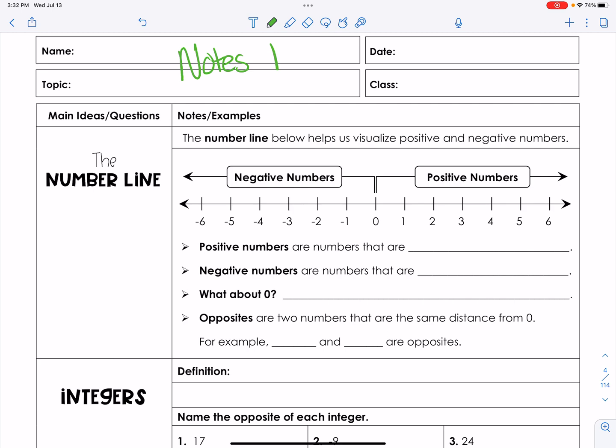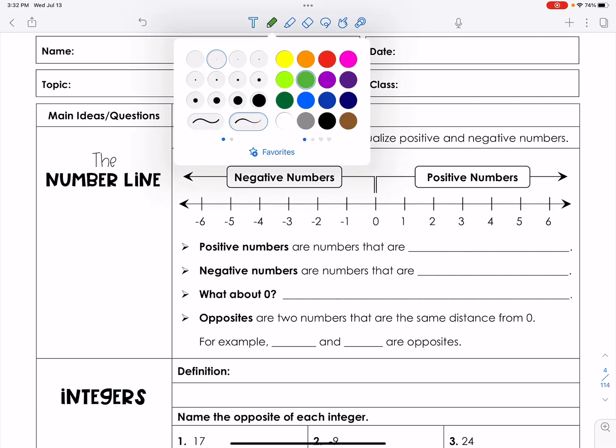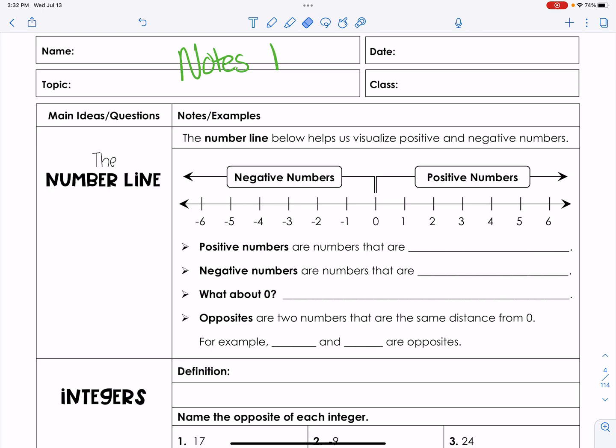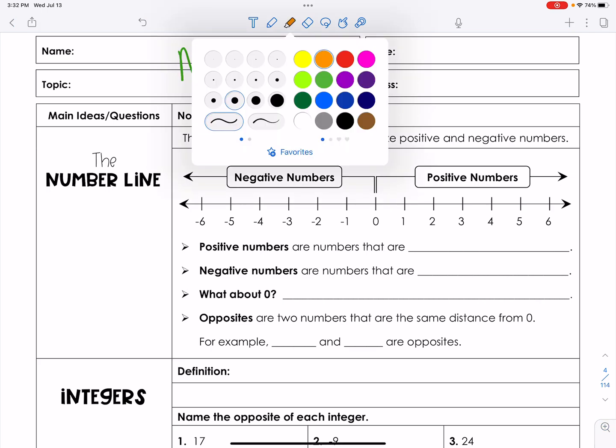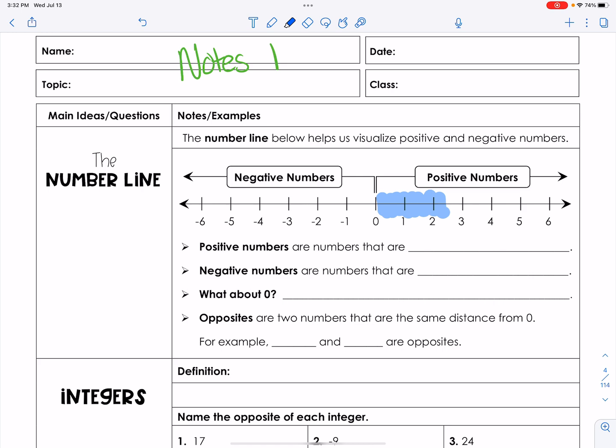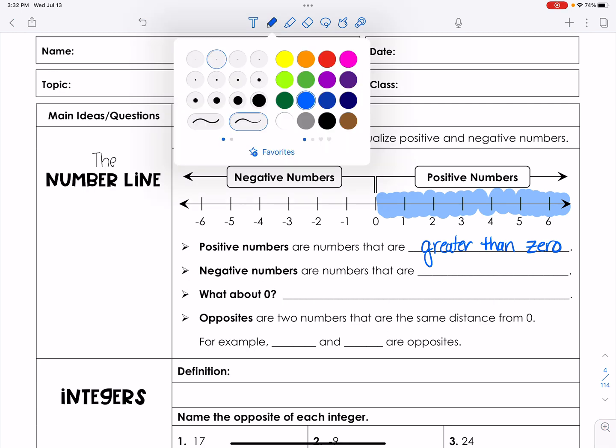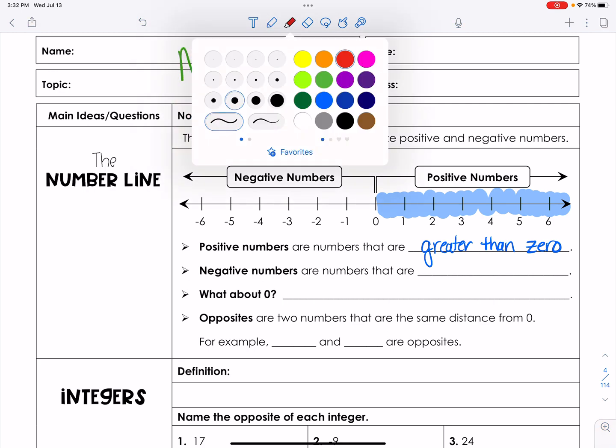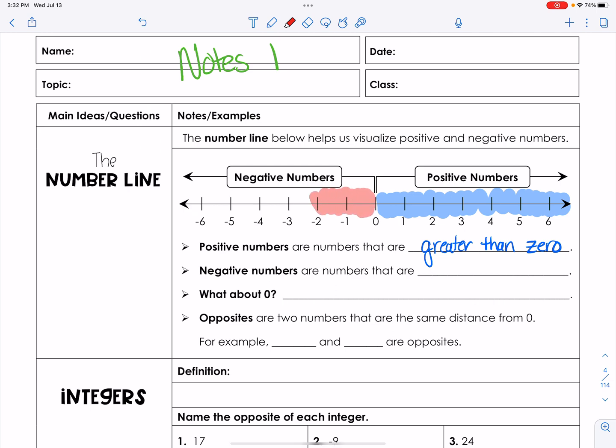Okay, so positive numbers, I'm just going to make them blue. Positive numbers are everything that's bigger than 0. These are my positive numbers. So positive numbers are greater than 0. Negative numbers are less than 0. So that's these numbers here. These are my negative numbers. These are less than 0.